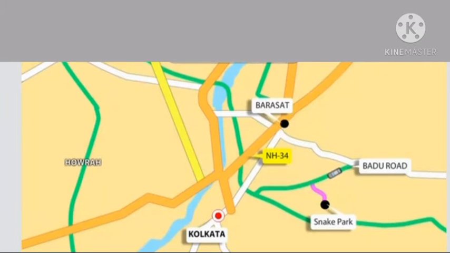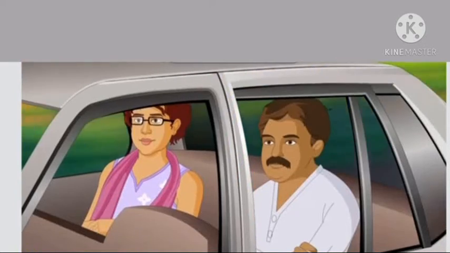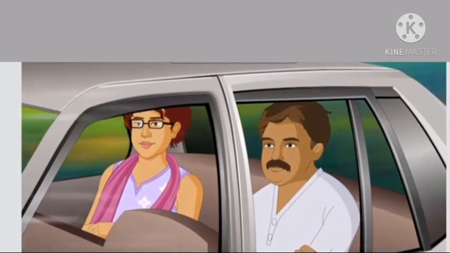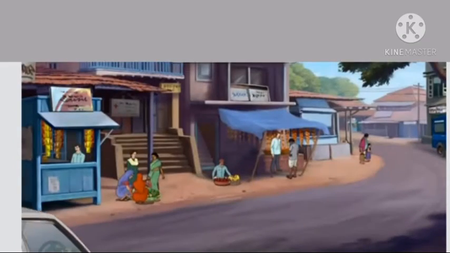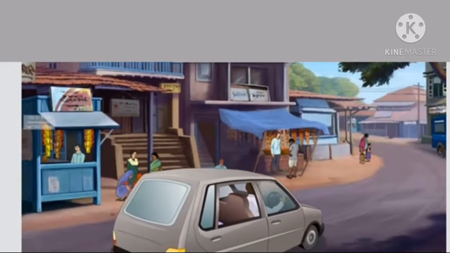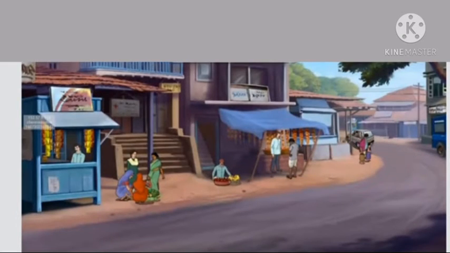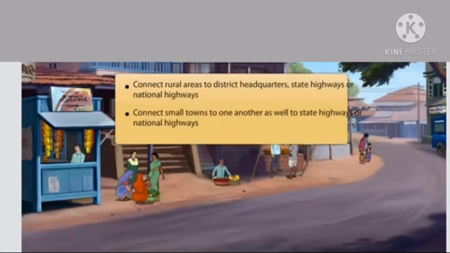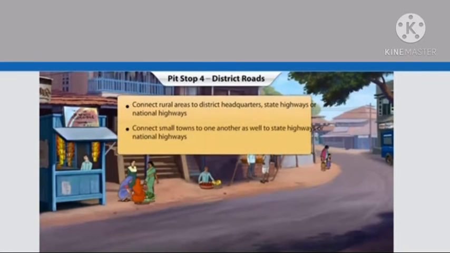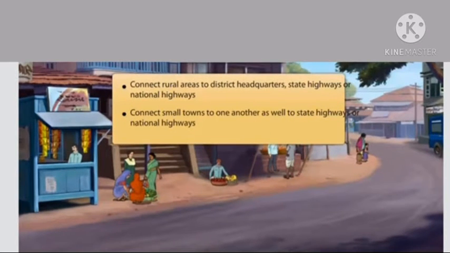Then, the car takes a sharp turn and joins the Badu Road. Badu Road is a district road. A district road is any important road within a district. They help connect rural areas to district headquarters, state highways, or national highways. They also connect small towns to one another, as well as to state highways and national highways.